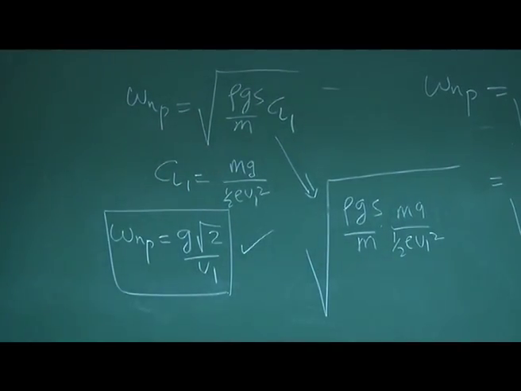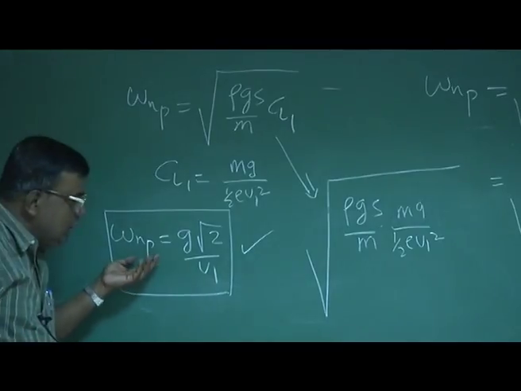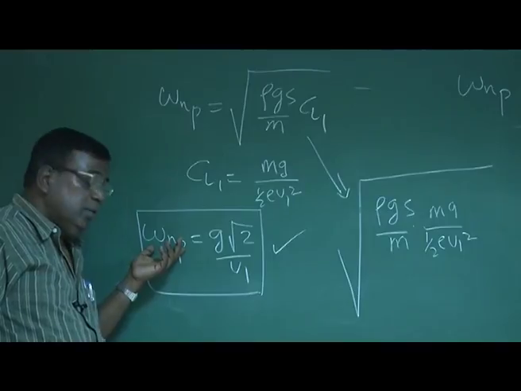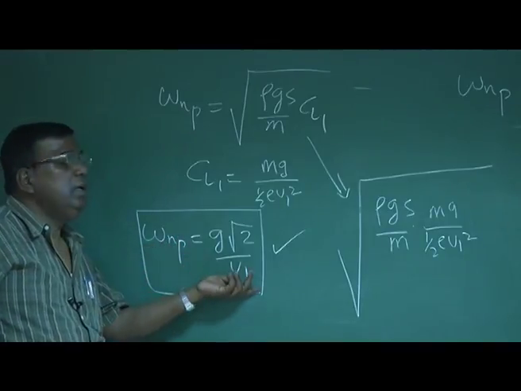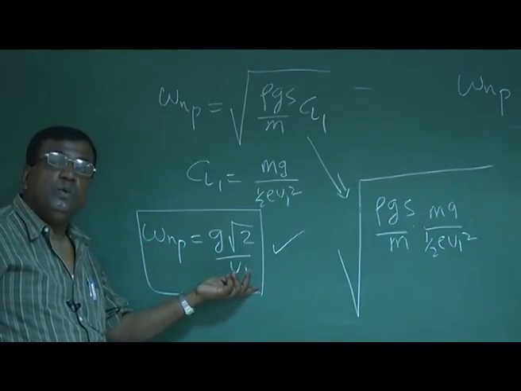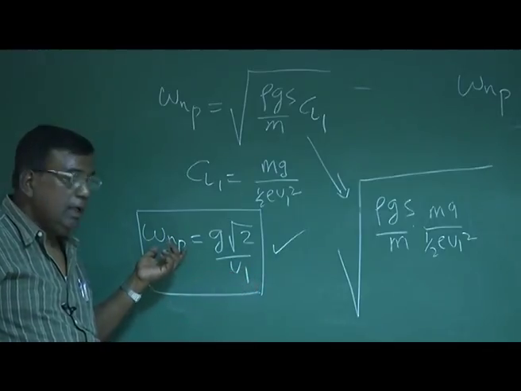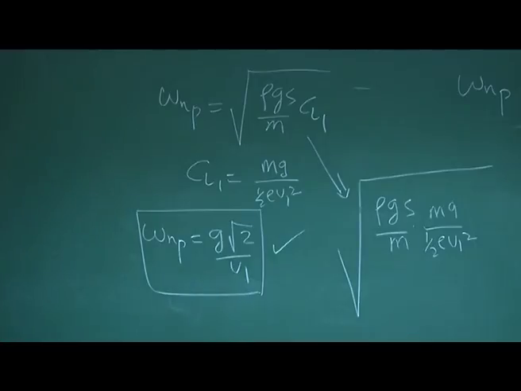Right? So what is the message here? For a Phugoid mode, you see its natural frequency is inversely proportional to the forward velocity U1. So more U1, this frequency is less. Okay? Right? Very, very, very important observation.